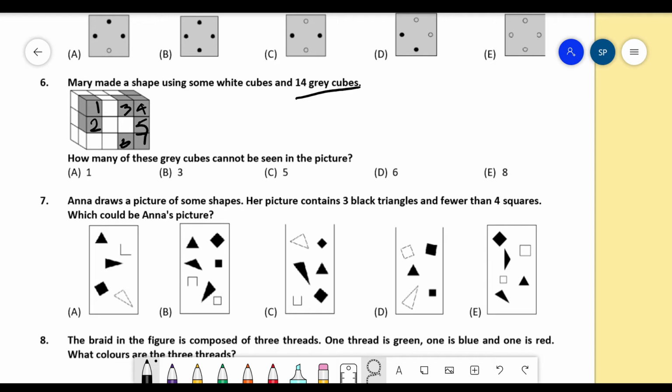And we know that a cube is 3-dimensional, which means this and this side are the same thing. It's the same cube. But this is a different cube, so this could be counted as 8. So we have 1, 2, 3, 4, 5, 6, 7, 8. In total, he used 14 gray cubes, which means 14 minus 8 gives us a leftover of 6, which means 6 is the answer.